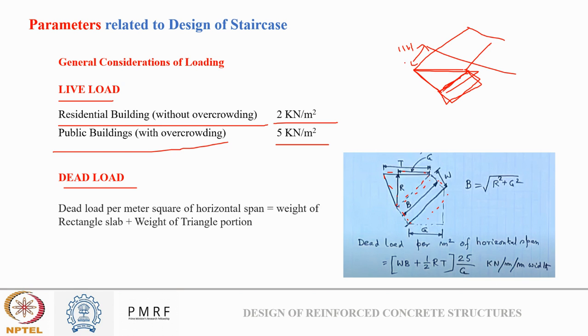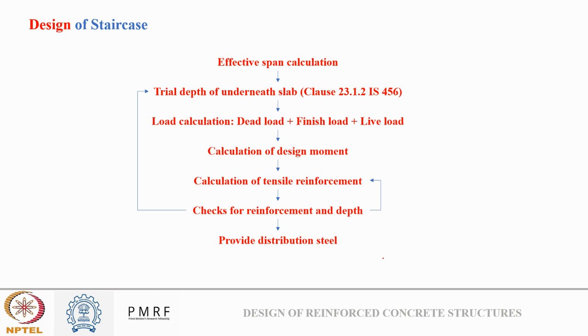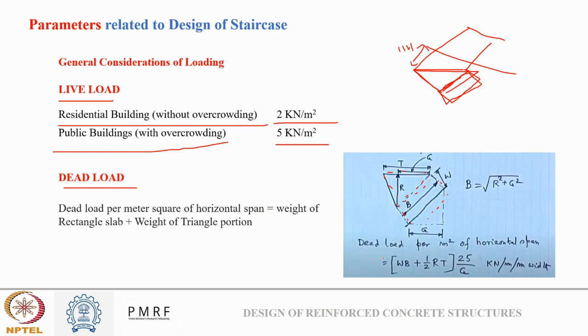Okay, so I have considered this as 1 meter. So accordingly, for per meter width, this will be my dead load, kilonewton per meter width. Okay, so this is how we calculate the dead load. Now, once we have the dead load, how can we proceed?